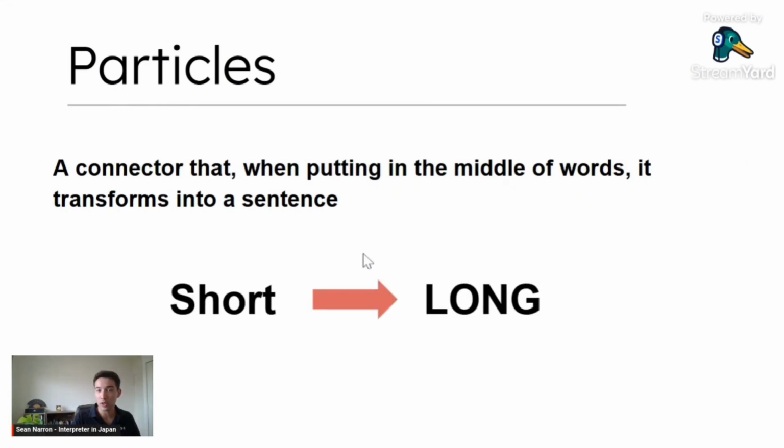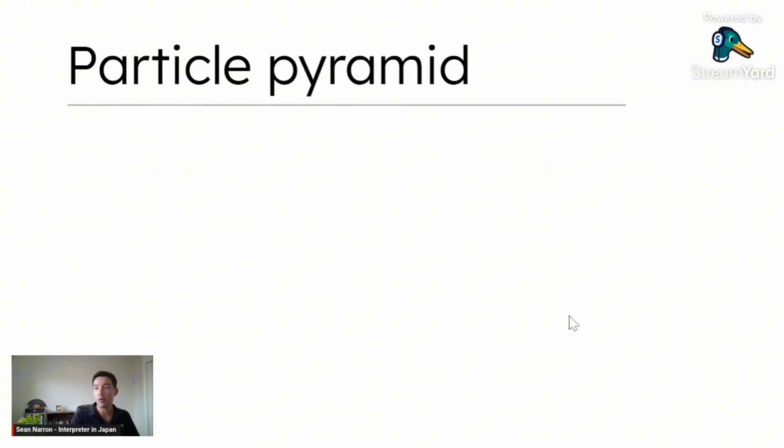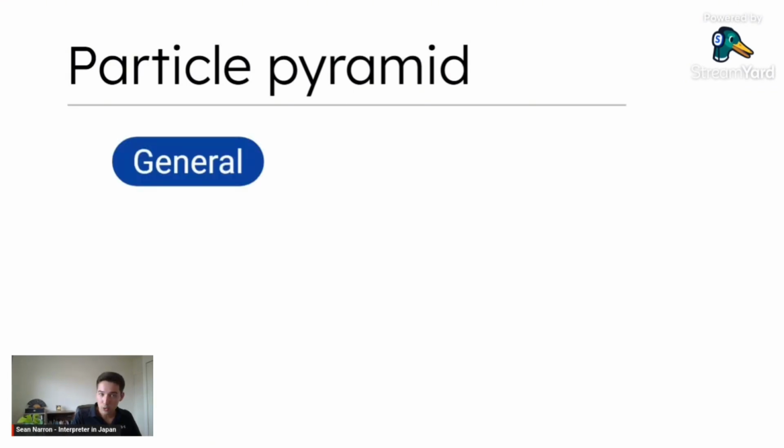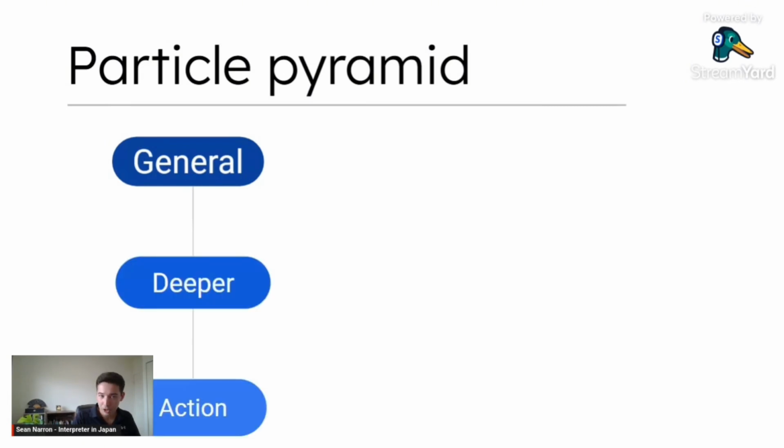Who here doesn't want to go from short words or phrases to long sentences? We all want to do that. I want to give you a little present at the first part. I call it my particle pyramid. When it comes to basic particles, there are three things. First, the general stuff, general topics like the weather, food, all that. Second, we have deeper conversations. And then we got the action. I'm going to explain it in a minute, so don't worry.